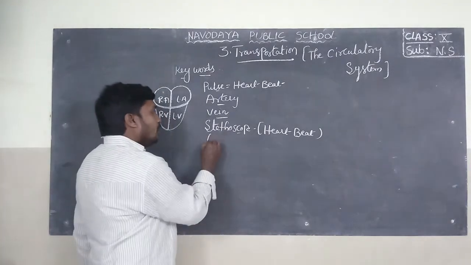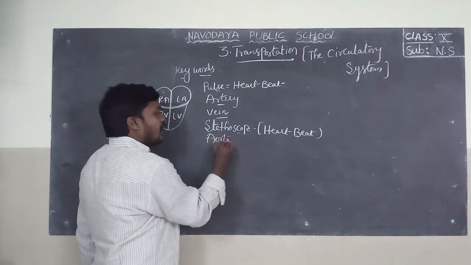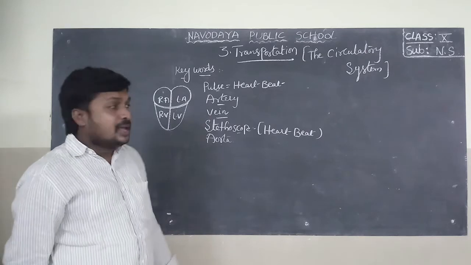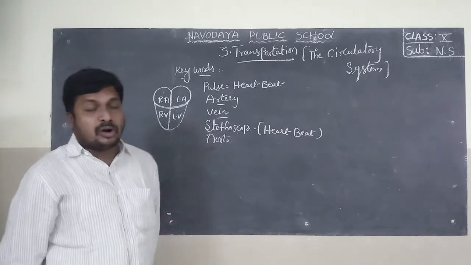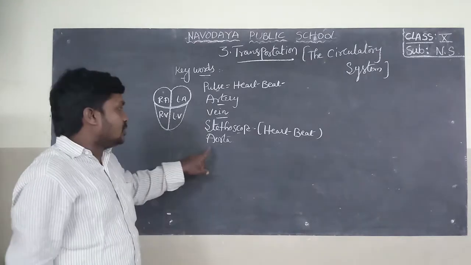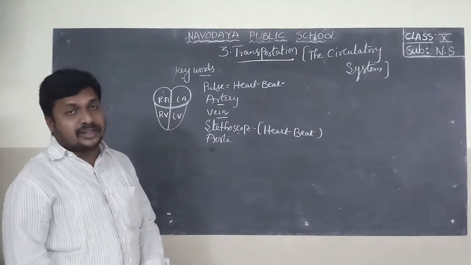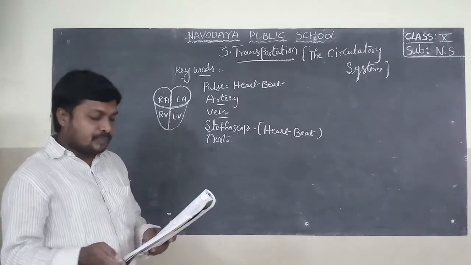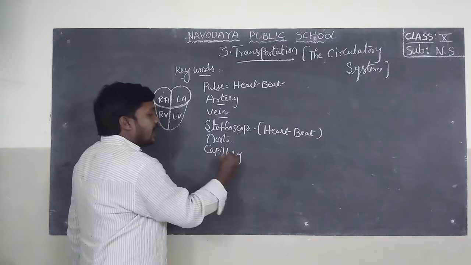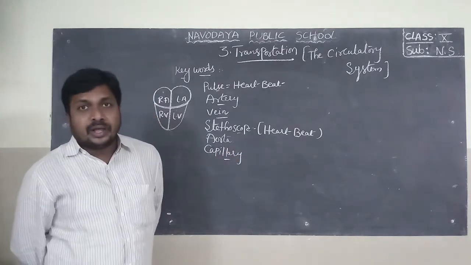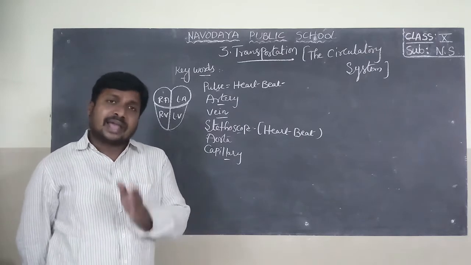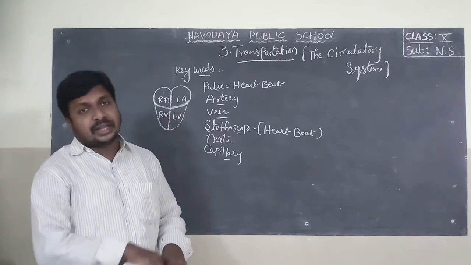Now, aorta. Do you know, aorta is the largest blood vessel, which arises from the left ventricle? Why is it the largest? Because it supplies more blood to all body parts. Now, capillary. Capillary is not an English word, it is a Latin word. In English the meaning is hair. Artery ends with capillaries, vein starts with the capillaries.